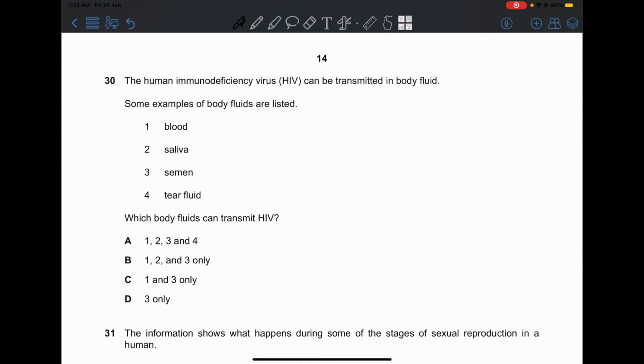30, the human immunodeficiency virus, HIV, can be transmitted in body fluid. Some examples of body fluids are listed: blood, saliva, semen, and tear fluid. Which body fluids can transmit HIV? Now, of course, HIV can't be spread around with saliva. And of course, it's not going to be transmitted through the tear fluids, which are tears. So our answer is going to be 1 and 3, which is actually C.